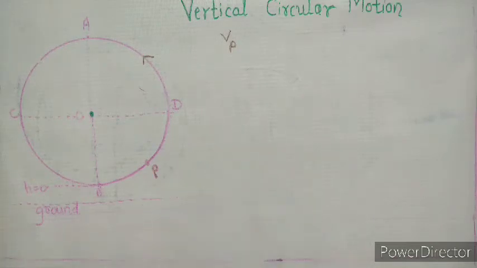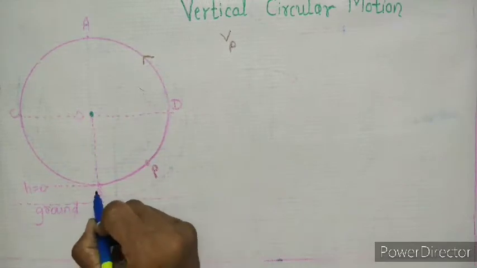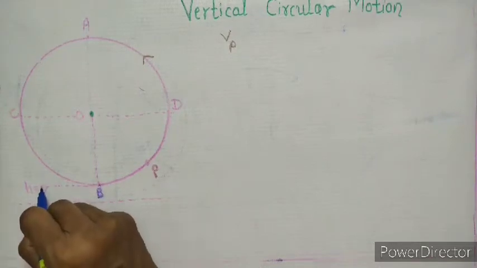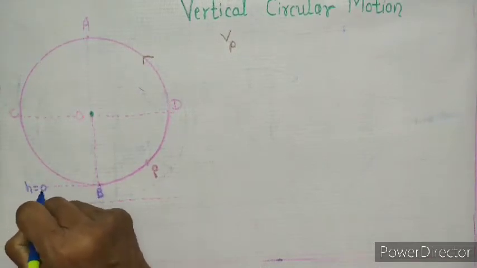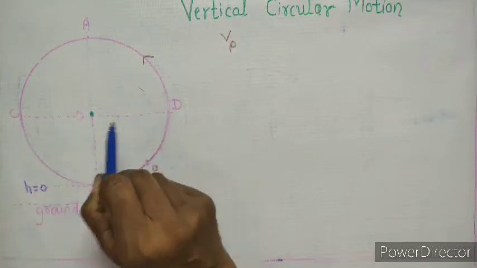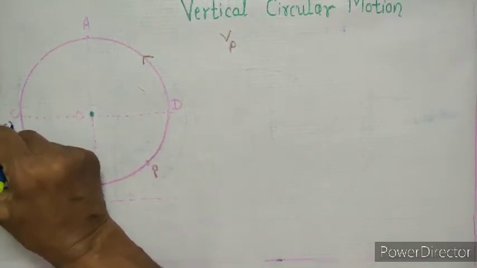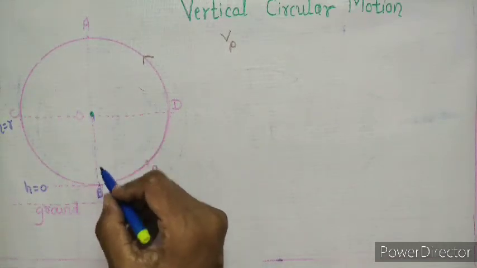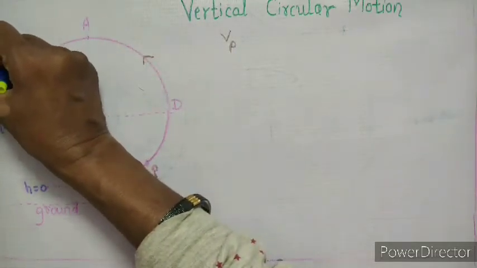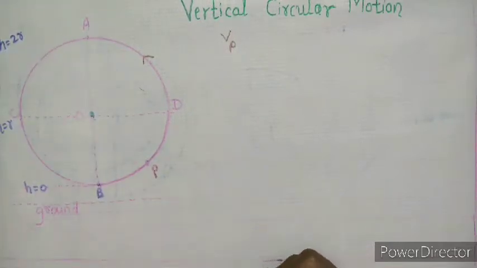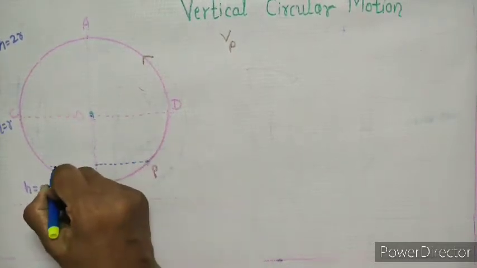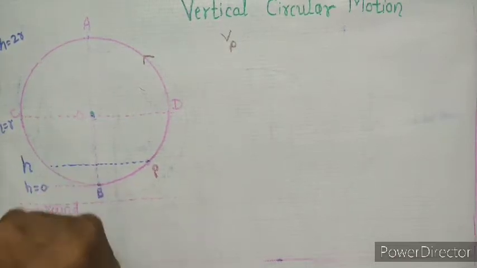Here, for the circular motion we have considered the lowermost point B is nearer to the ground. Its distance from the ground is considered as zero. Now for the horizontal level points C and D, the height is taken as R from the ground. For the point A, H we have taken as twice R in previous discussion. Now for the point P, the distance from the ground is denoted again by H.